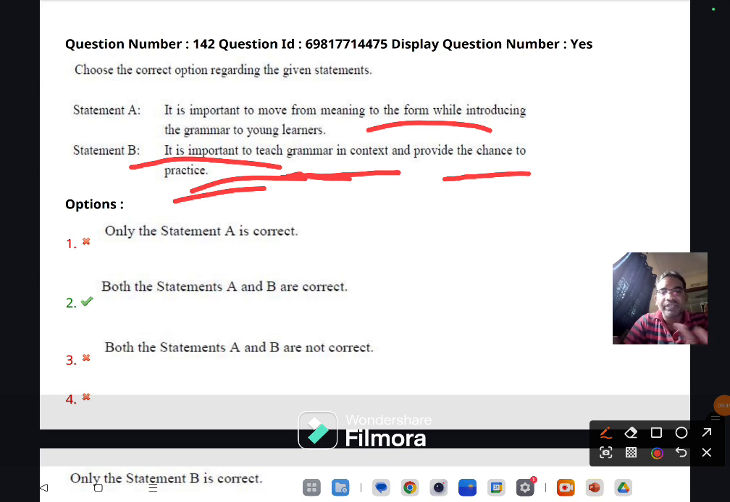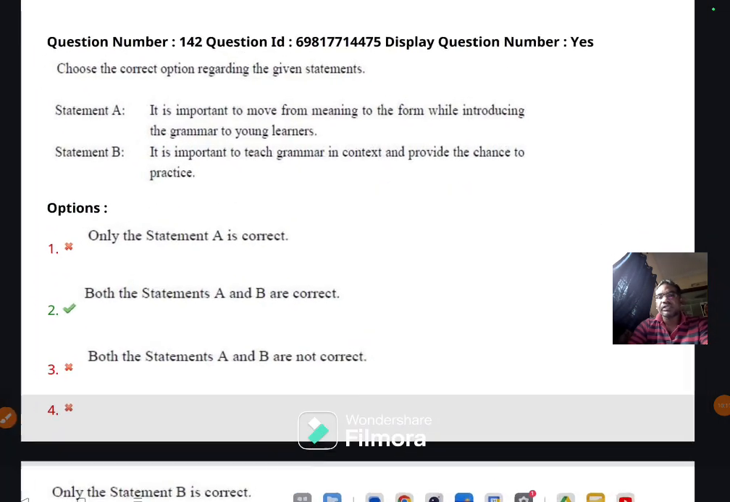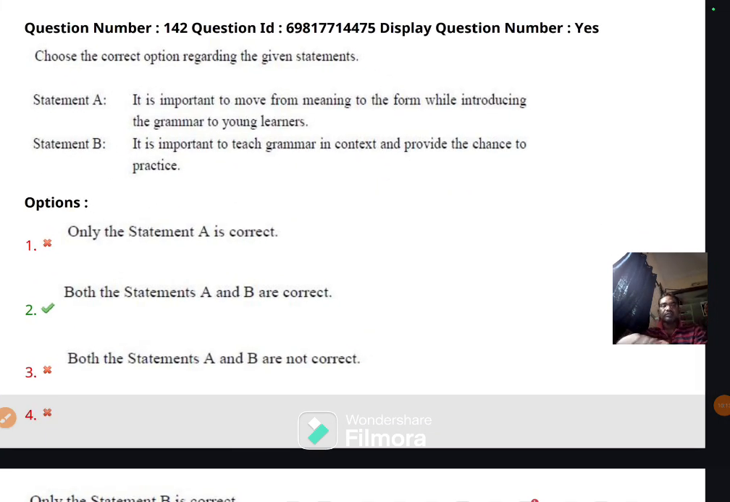There are methods of teaching grammar: deductive grammar, inductive grammar. You are supposed to teach them in a context. You have to take a paragraph, identify the grammar items and teach them, so that it will be good and students will also understand. So here both the statements are right. Both statements A and B are right. So how do you answer this? You need to study the teaching methods and all that.